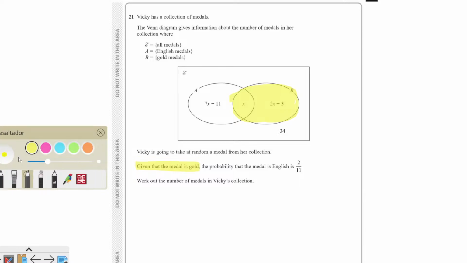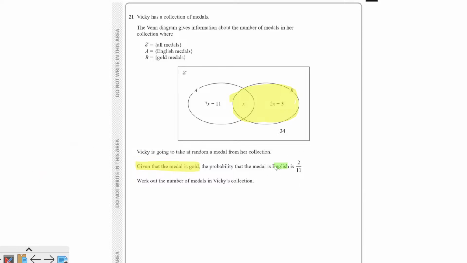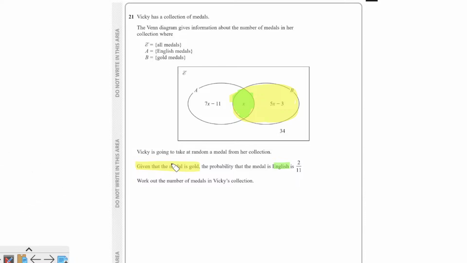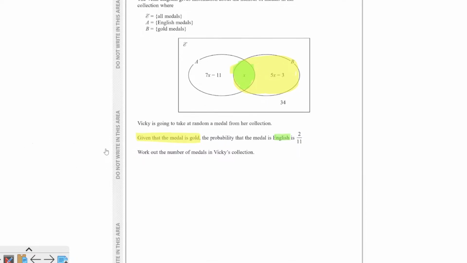So if I get my highlighter again, English is obviously the overlap here, isn't it? So out of the fact that she has already picked a gold medal, the chance of it then also being English is 2 out of 11. So we need to set up an equation, basically, don't we? They've said work out the number of medals in Vicky's collection. We need to know what x is. We need to create an equation in order to solve it, in order to know what x is.